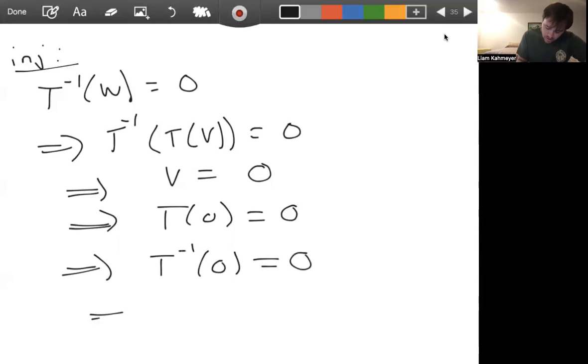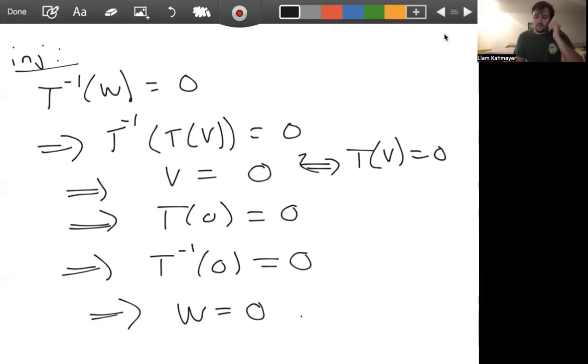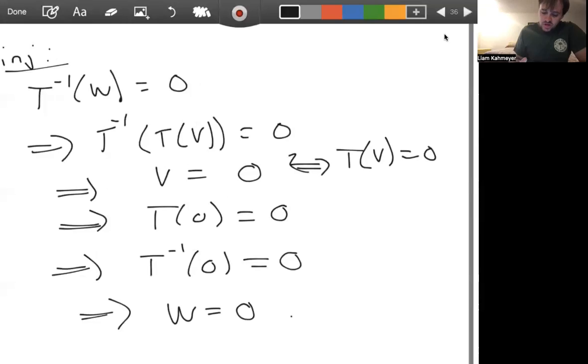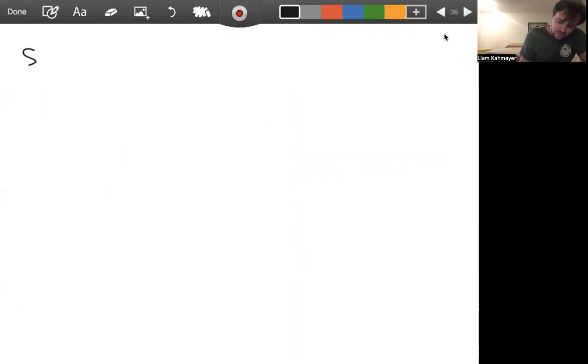This is a long-winded way of showing that W therefore must equal 0, right? Because V equals 0. That's only true if T of V equals 0, right? Because 0 maps to 0. So this implies that we have an injection. Let's look at surjections.